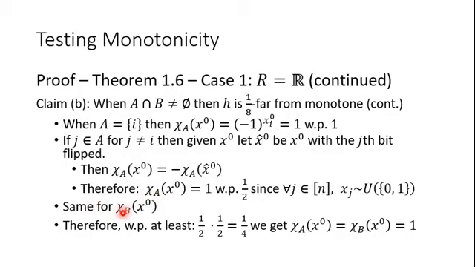This is the same also for chi B of x0. So all this analysis holds also for chi B of x0. And therefore we can conclude that with probability at least half times half equals a quarter, and why at least? Because we also have this case. But if we, for a second, just think about these cases, then it's with probability half times half equals a quarter. We get that chi A of x0 equals chi B of x0 equals 1. So with probability at least a quarter, we get that these values are the same and equal to 1, which was what caused the violation of monotonicity.